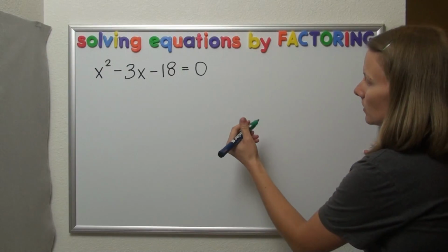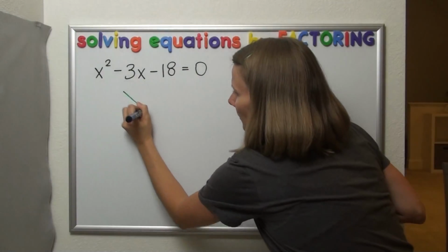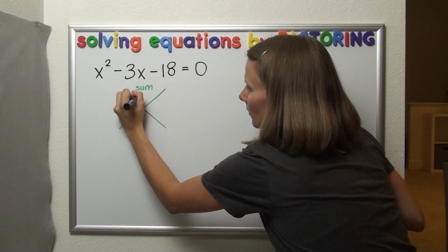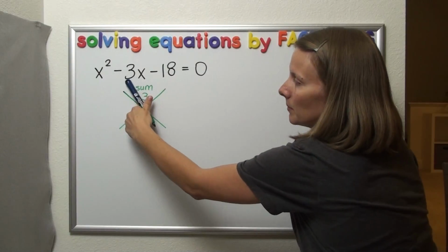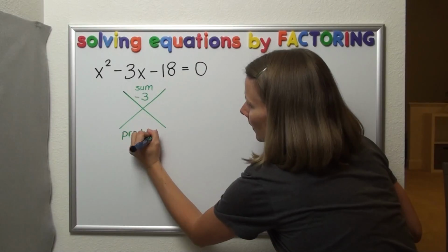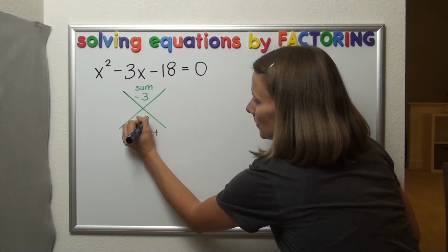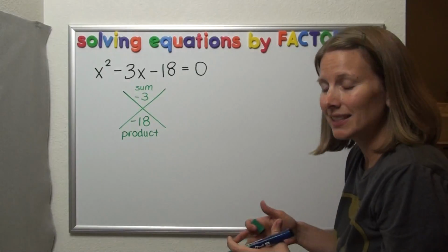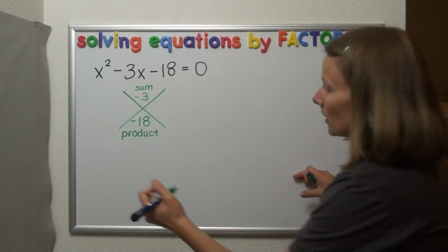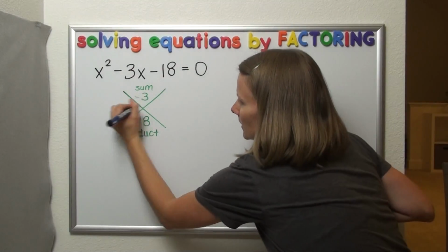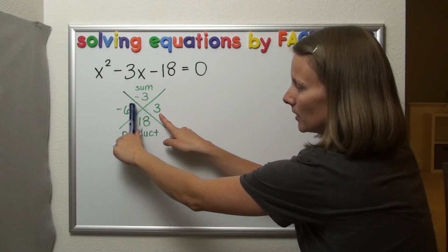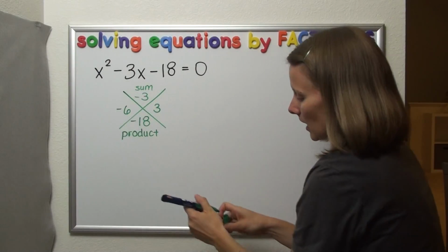So I'm going to go ahead and do this right under here. We have a sum of -3 that we need. Remember, it's always the number in the middle. We have a product of -18, that last number. So we're looking for numbers that add to -3 and at the same time multiply to -18. What we end up with is a -6 and a +3, and you can double check. These add to -3 and they multiply to -18.